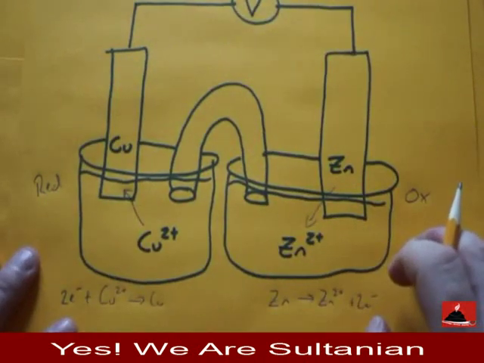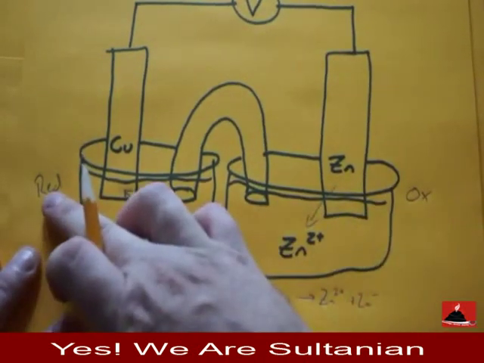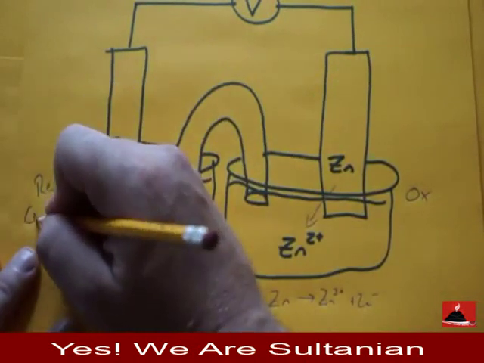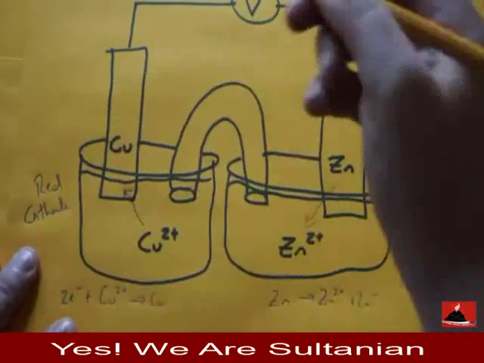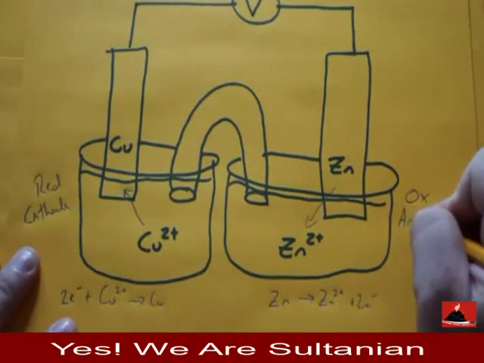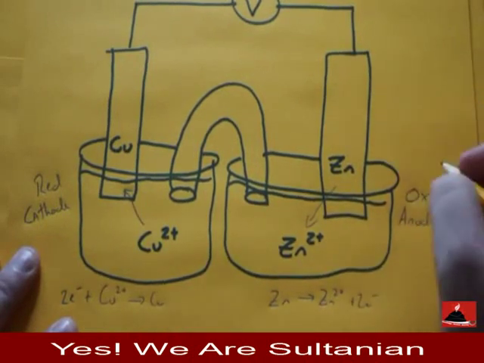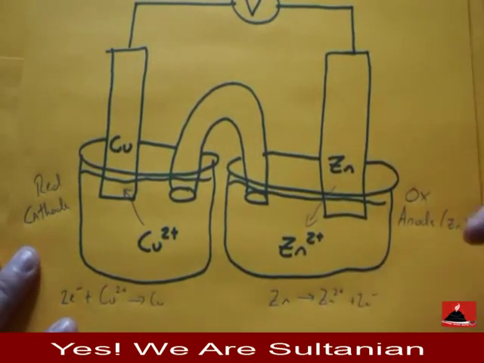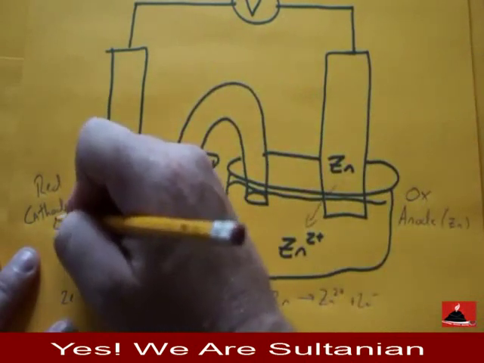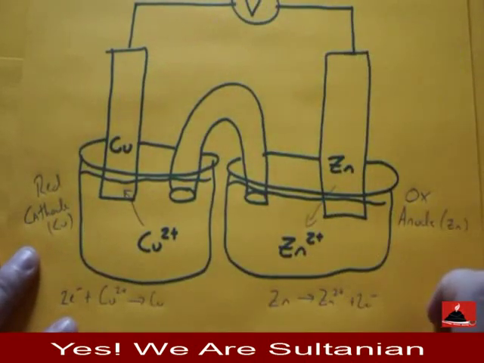We can do our anodes and cathodes. Since this is reduction, this is the red cat, this is your cathode. Oxidation, an ox, this is your anode. And this is the Zn metal, and the cathode is the copper metal. It can never be an ion.